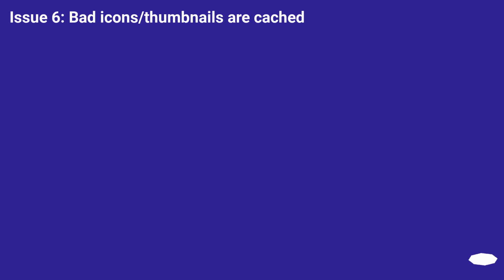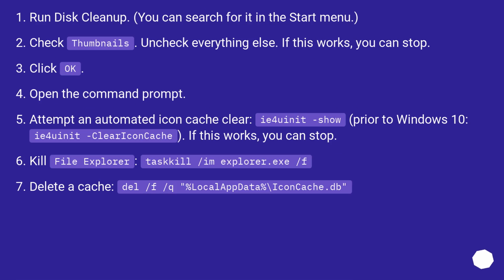Issue 6. Bad icons or thumbnails are cached. Run Disk Cleanup. You can search for it in the Start menu. Check Thumbnails. Uncheck everything else. If this works, you can stop. Click OK. Open the command prompt.